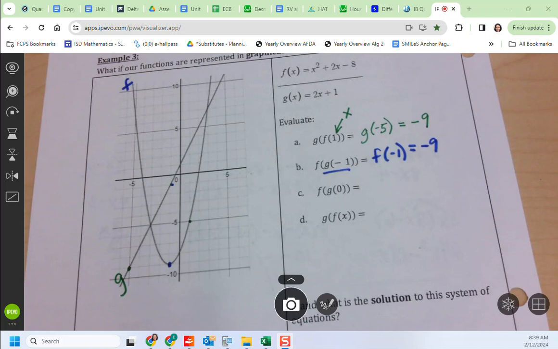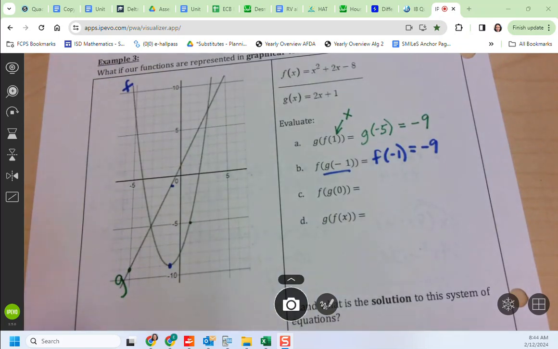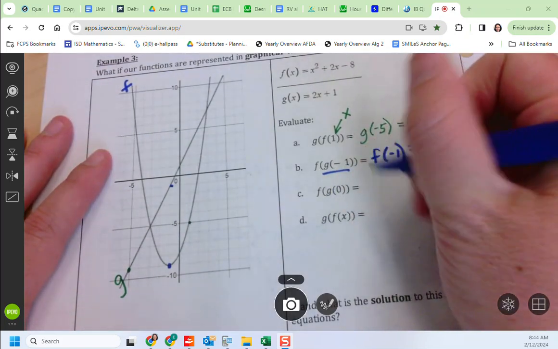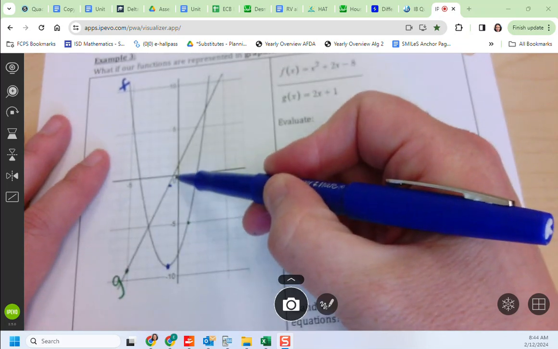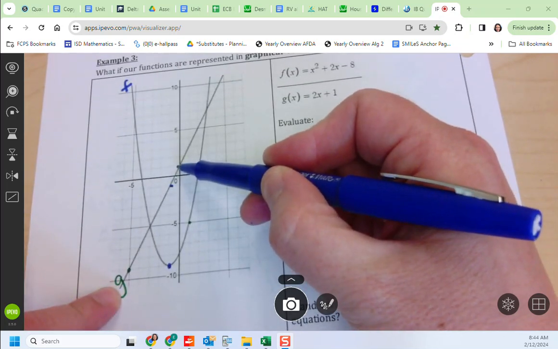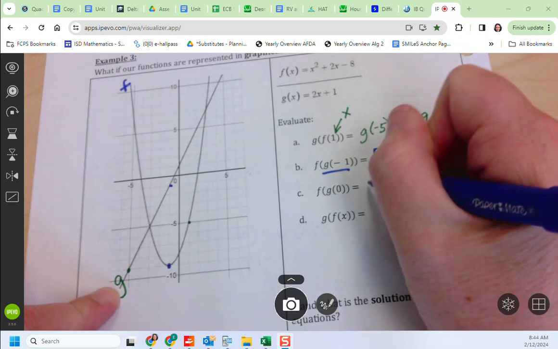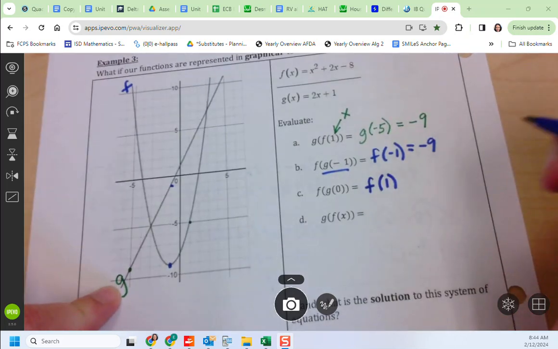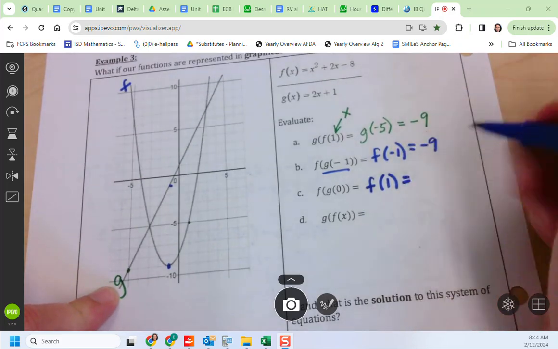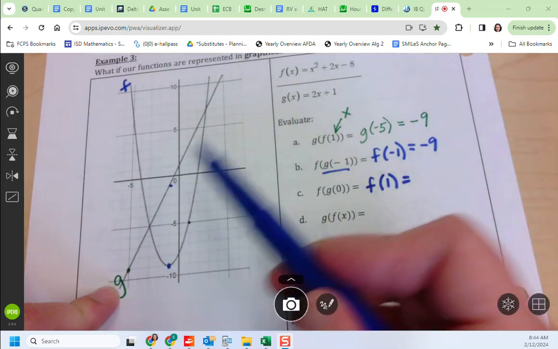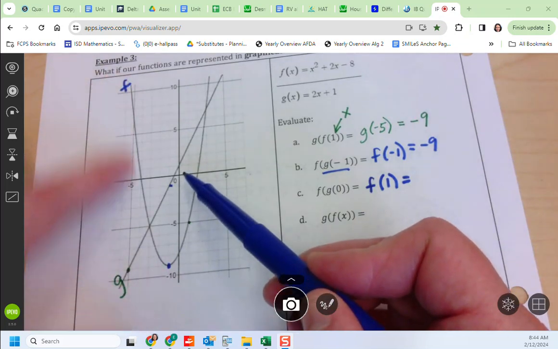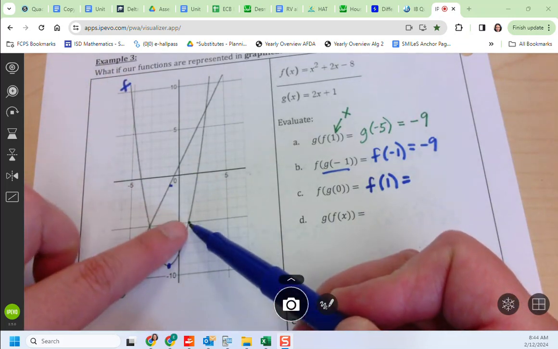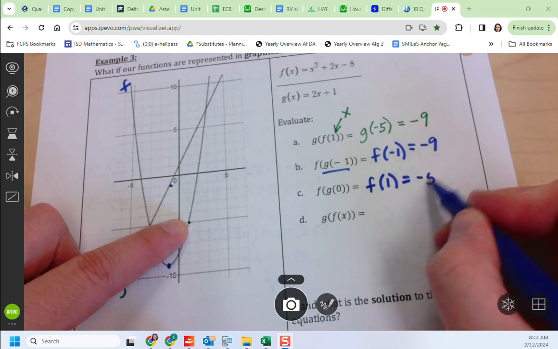Start on the inside and do g of 0. Find where x is 0, and then go to function g. Done. Okay, here we go. G of 0. Find 0 on your x-axis and go to g. So g is the line, and it's right here. We get 1. So it's now f of 1. G of 0 was 1, so we put the 1 there. Now you find 1 on your x-axis, and you go to function f, which is the curve. It's right there, and we get negative 5.